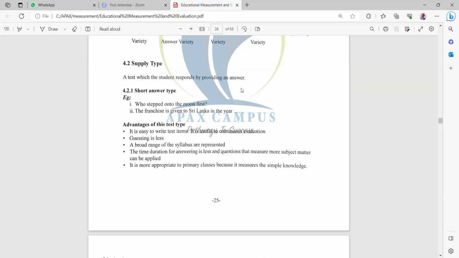Advantages of this test type. It is easy to write test items. It is useful for continuous evaluation. Easy to write the test item, so it's good from the teacher's side. Easy for the teacher. You can write the test item quickly. Guessing is less. You can't make guesses because there's a correct answer. Always a correct answer, right?